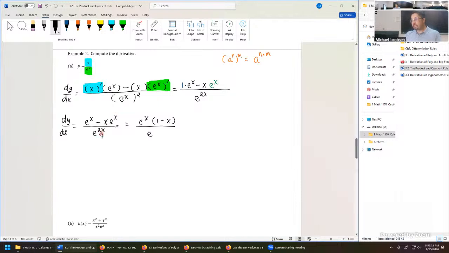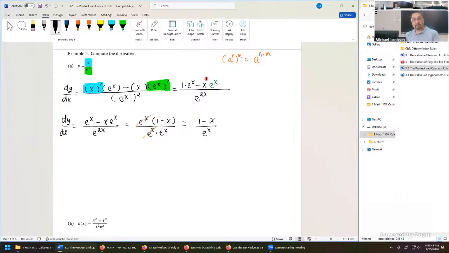And e to the 2x, we can leave it in that form, but algebraically, we could also write it as e to the x times e to the x, which makes it just a little bit nicer on the eyes for cancellation. This e to the x cancels with that copy of e to the x. And now we can see that the result for this derivative is 1 minus x divided by e to the power x. So that's the whole story to the derivative. Actually, the algebra, simplifying it down, looks like it took more work than the calculus, finalizing all the derivatives to this step here.